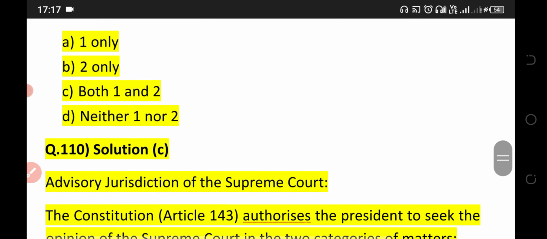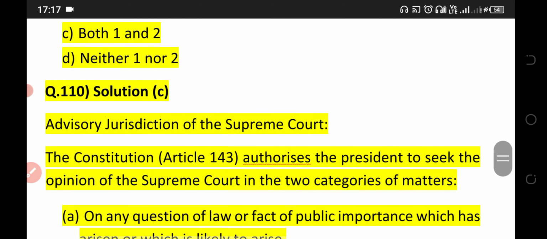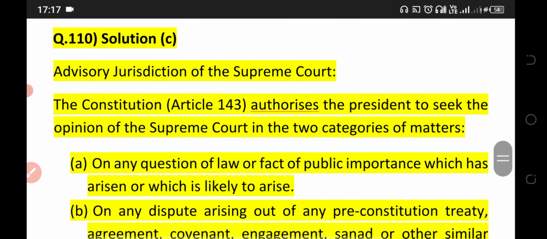Both statements are correct. Look, the advisory jurisdiction of the Supreme Court. What is the advisory jurisdiction of the Supreme Court? Constitution Article 143 authorizes the President to seek the opinion of the Supreme Court in two categories of matters.